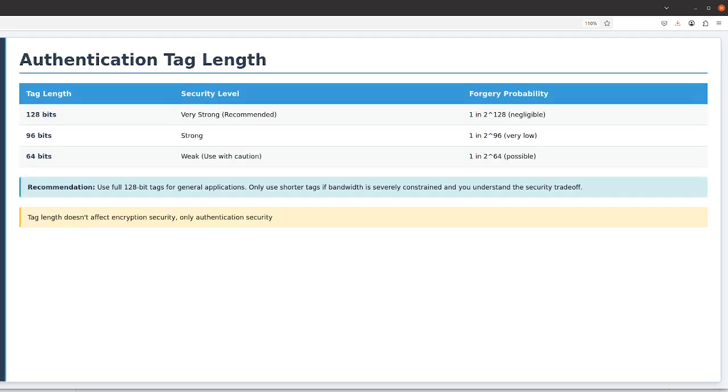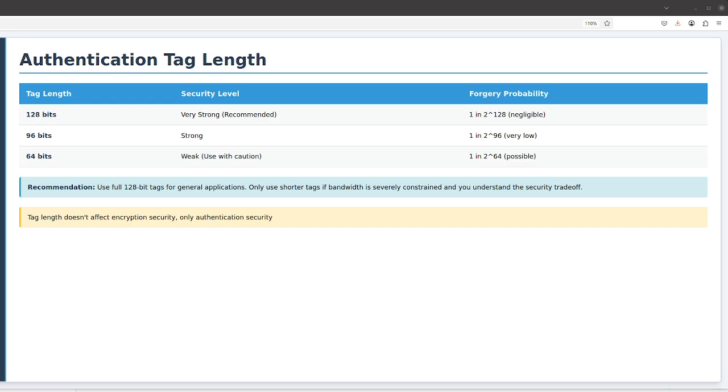Authentication tag length and security. The authentication tag in GCM is typically 128 bits, which is 16 bytes. However, GCM allows truncating the tag to shorter lengths, for example 96 bits or even 64 bits. Let's understand the security implications of tag length and when you might use different lengths.